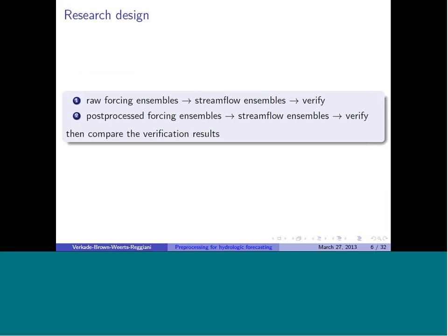So in terms of research design, essentially it's very simple. We have two cases, or two principles really. We either take the raw forcing ensembles, route them through a hydrologic model to arrive at streamflow ensembles. These we verify using a number of metrics. The second case is we take the post-processed forcing ensembles, we route these through a hydrologic model to arrive at streamflow ensembles and verify these, and then we compare the results between those two cases.